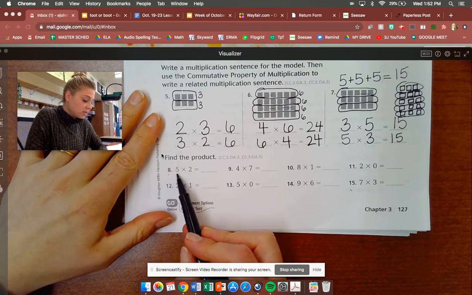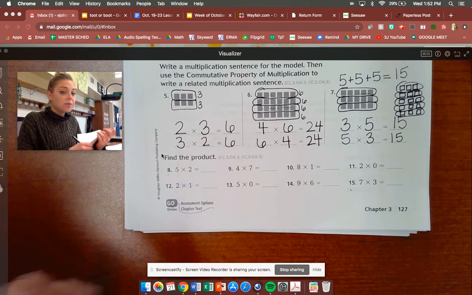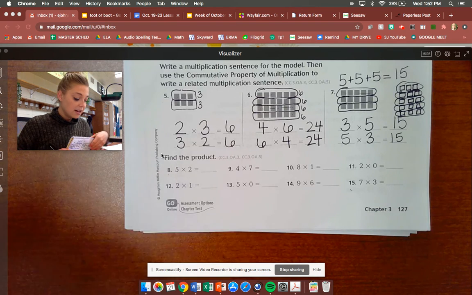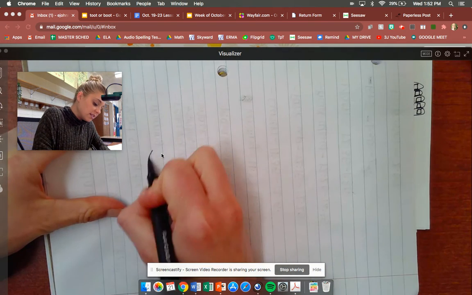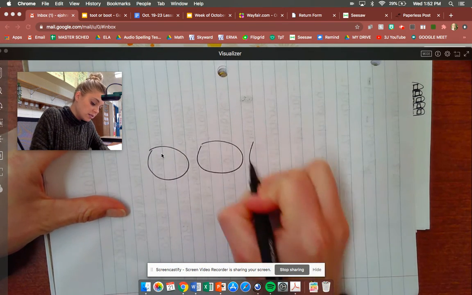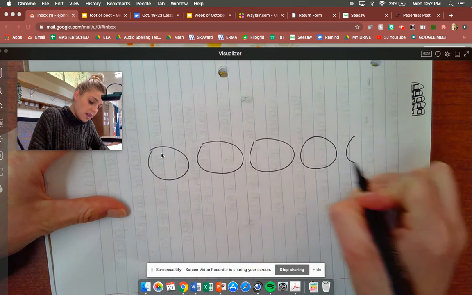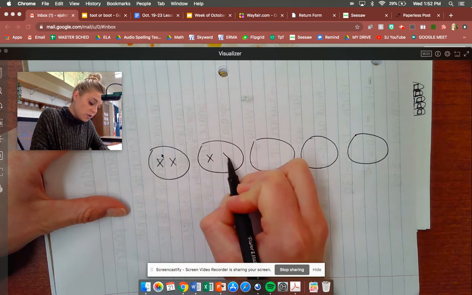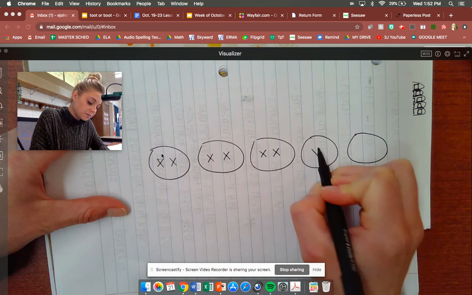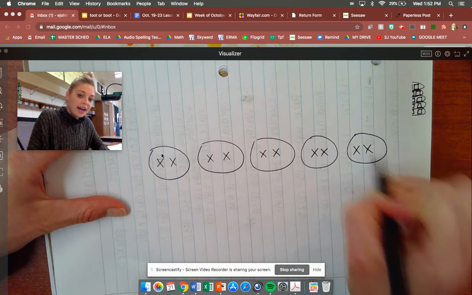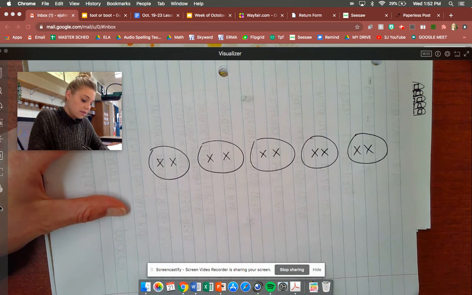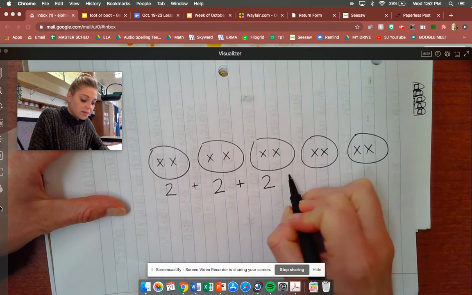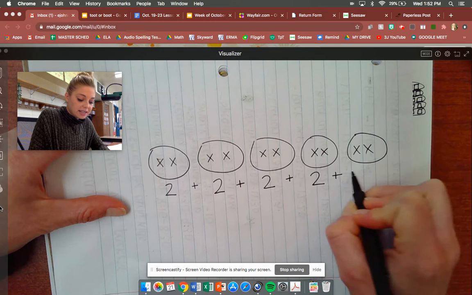So for 5 times 2, I would do 5 groups of 2. If I don't know what 5 times 2 is off the top of my head, then I would do 5 groups, and I would put 2 in each group. And then I would see how many x's I have all together. 2 plus 2 plus 2 plus 2 plus 2.